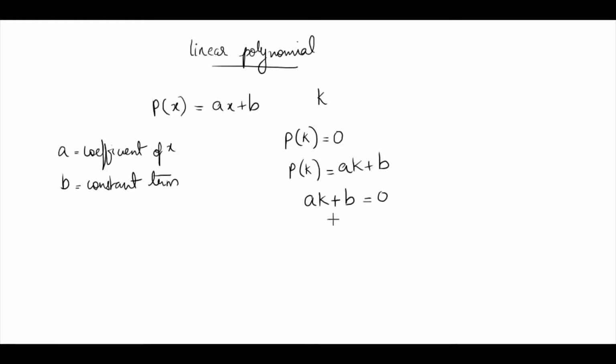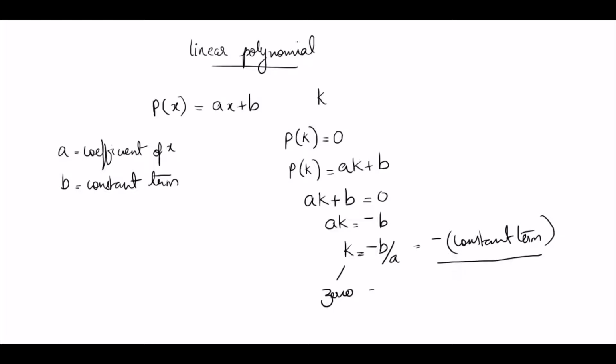So ak plus b is equal to 0, and here ak is equal to minus b, k is equal to minus b by a. So here k is the zero of this polynomial when we substituted for x, and b is the constant term of the polynomial and a is the coefficient of x. So you have got the relationship between the zero and the coefficients. That is, for a linear polynomial, the zero is related to the coefficients as minus b by a. If you are given a linear polynomial, you can just substitute these values and find out the zero.